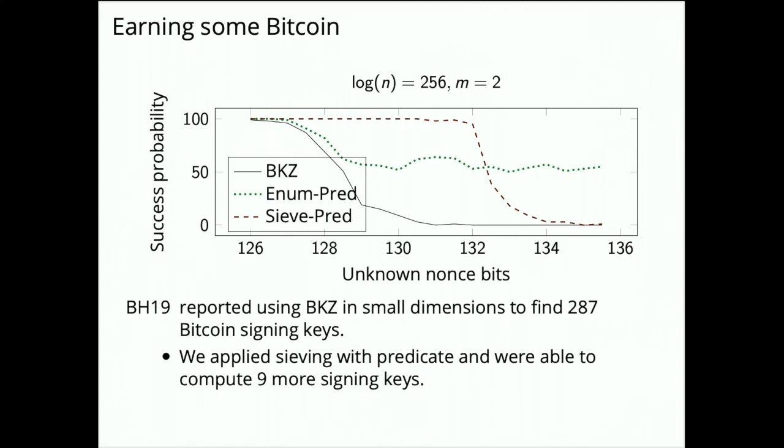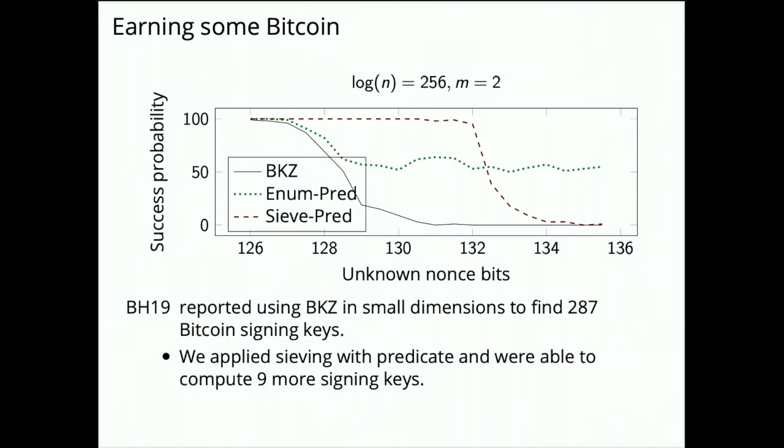And so going back and using the sieving with predicate algorithm, we were able to recover more Bitcoin keys because of the success rate. For the keys with 132-bit nonces, the success rate was almost 0 with the previous work, and we can have essentially 100% success rate for 132-bit nonces, so we were definitely able to compute all of those keys. None of these at the time contained any Bitcoin, and we did not steal any.